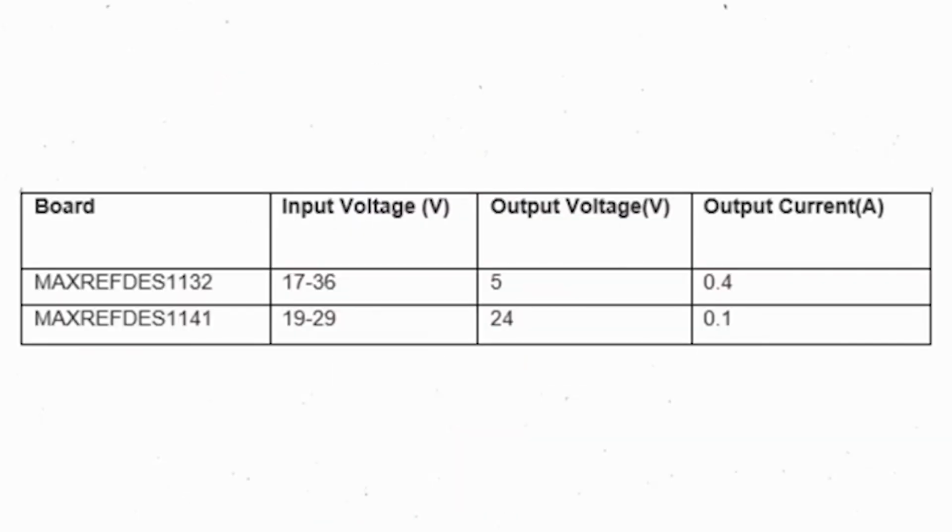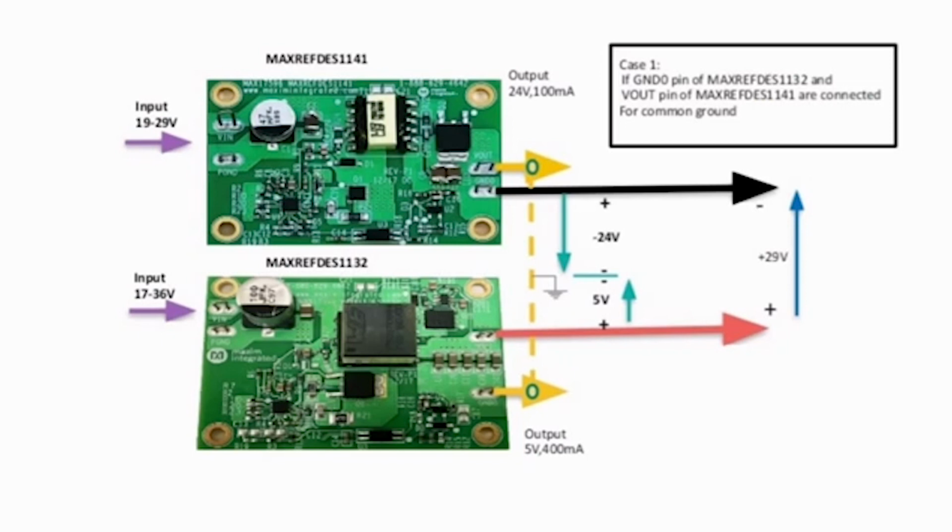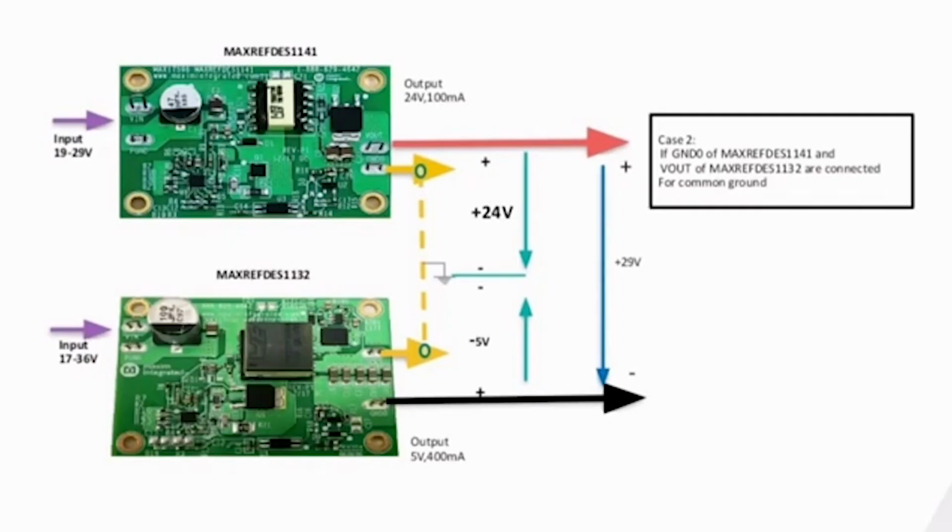MaxRef-1132 is rated for 2 watts with 5 volt output and 400 milliamps of output current. MaxRef-1141 is rated for 2.4 watts with 24 volt output and 100 milliamps of output current. Case 1: we connect Vout of MaxRef-1141 and ground 0 of MaxRef-1132 for common ground. We have 3 configurations: plus 5 volts, minus 24, or 29 volts. In case 2, we connect ground 0 of MaxRef-1141 and Vout of MaxRef-1132 for common ground, and we have 3 output configurations: minus 5, plus 24, or 29 volts for the combined output.